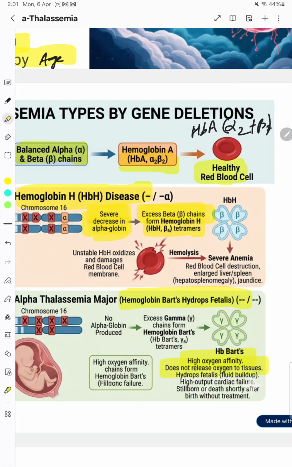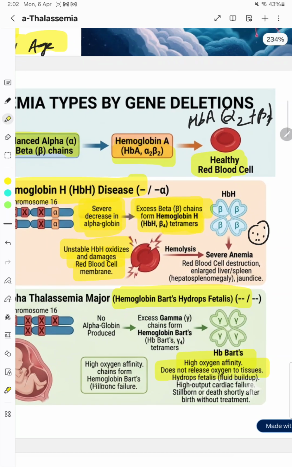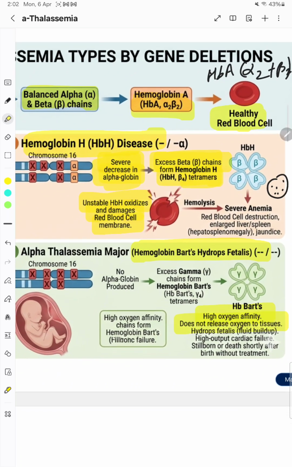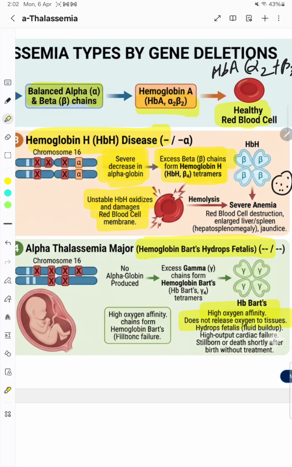These beta globin chains form tetramers and they damage the RBC membrane and result in hemolysis. And these beta 4 inclusions in the RBC will result in phagocytosis of RBC when they travel through the spleen, or during splenic sequestration, and further cause hemolysis and ultimately anemia.